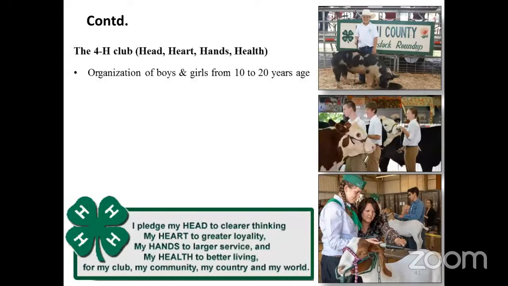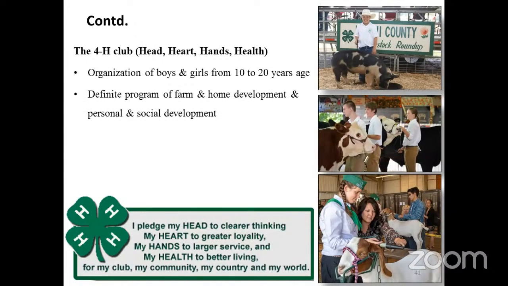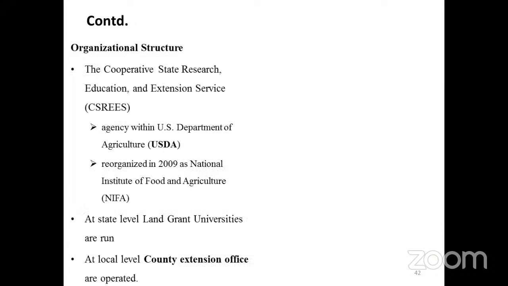Then you must have read about 4-H clubs also. They are also a very important part of the agriculture extension system in USA. Now looking at the organizational structure, they have USDA at federal or national level. Then at state level, they have land grant universities. And at local level, they have the county extension office. So this is the basic unit of extension service in USA.